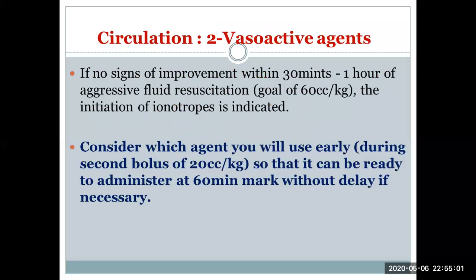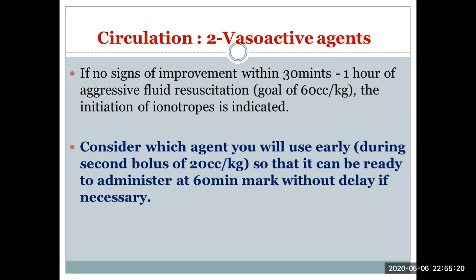Okay, the second line of circulation optimization is vasoactive agent. If there is no sign of improvement within 30 minutes to 1 hour of aggressive fluid resuscitation, which means that you exceeded 60 ml per kg, the initiation of inotropes should be indicated. At the same time, we are talking here purely about the septic shock patient.